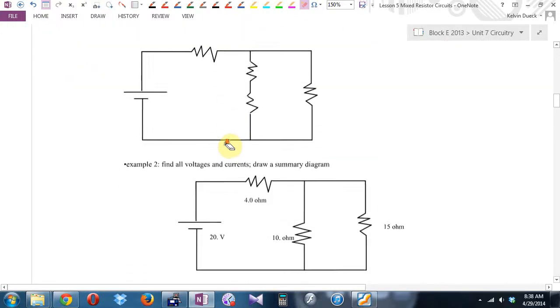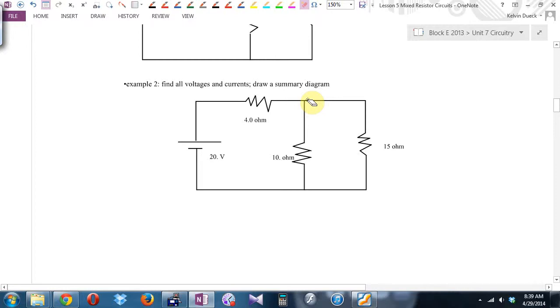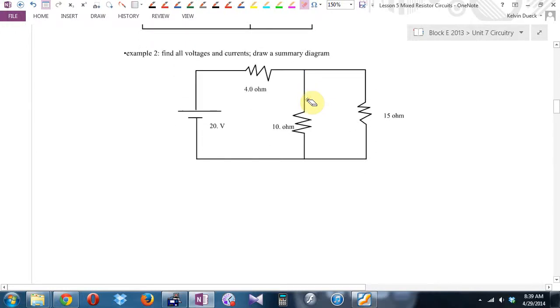Oh, one more yucky one here. Those two are in series. You could combine those two and then combine these in parallel. And then once you combine those in parallel, it would be in series with this one. Example 2. Find all voltages and currents and draw a summary diagram. Draw your simplest possible circuit.